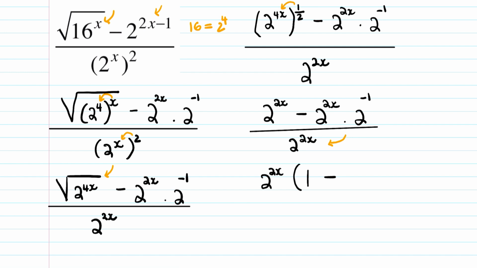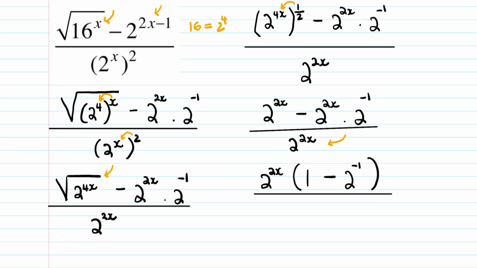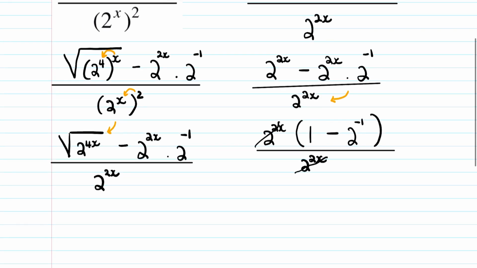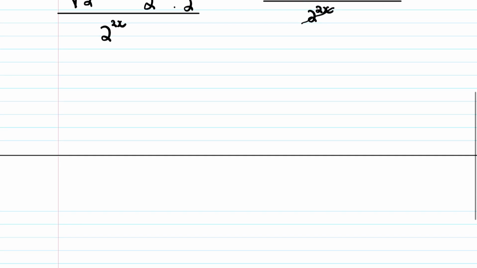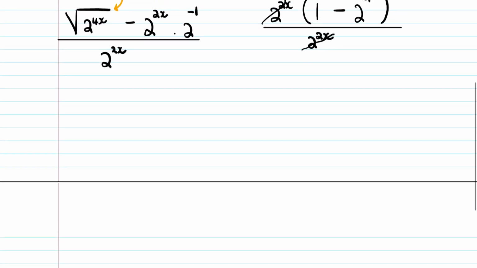Because I've taken out a 2 to the power of 2x, I am left with a 1 on this side, because 1 times 2 to the power of 2x is going to give me 2 to the power of 2x. Then on this side, I'm left with 2 to the power of negative 1. Do you see how separating these 2's helped me to factorize? Then I'm going to keep a line right at the bottom of my fraction, which is 2 to the power of 2x. Excellent. Now I can absolutely cross-cancel. Ba-bam. Ba-bam.